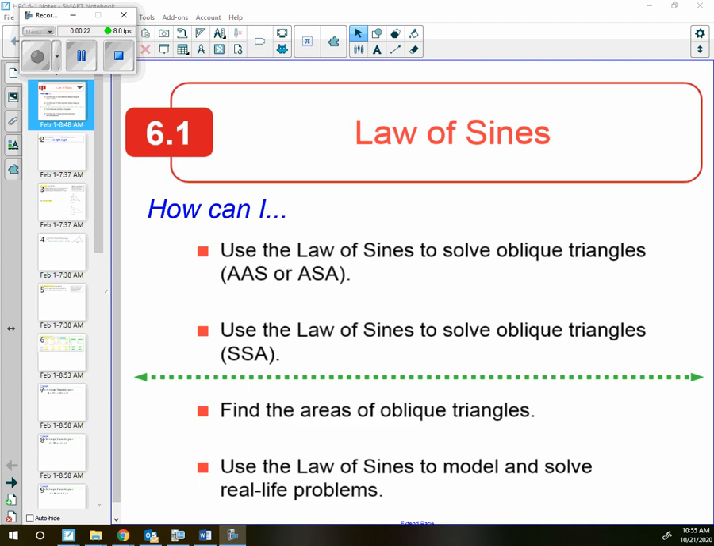So we're going to be talking about, in Chapter 6, law of sines and then law of cosines. So the sixth one is on law of sines. So today's essential questions are, how can we use this law of sines to help us solve what they call oblique triangles? We'll talk about what that means.